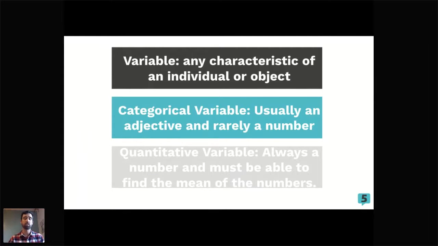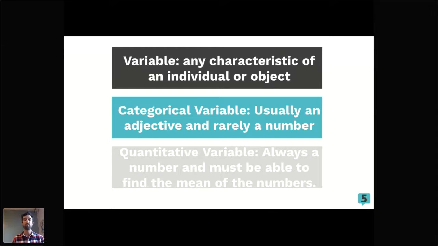So in statistics, we have what's called a variable. A variable is any characteristic of an individual or an object. So it's any trait that some individual, like a person, or some object, like a car, has. To give you an example, a variable could be who you're going to vote for in the next election. So the characteristic is who you're voting for, and you are the individual. So a variable is anything that we want to measure about an individual or an object.